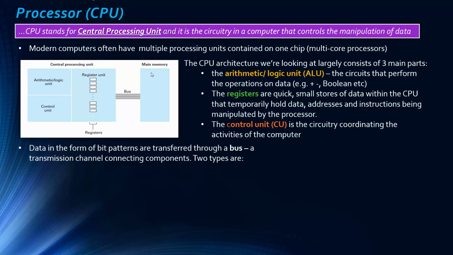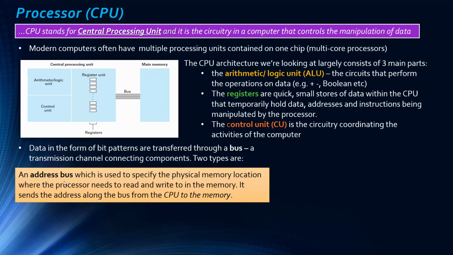So you need to know about something called a bus. You can see here we've got our main memory, so this is our RAM, and it's connected via something called a bus. And a bus is a transmission channel connecting components, usually drawn as wires. And so the data and addresses are transferred through this bus. And we have 2 types. The first one is an address bus, and this is what sends the actual memory location to the memory.